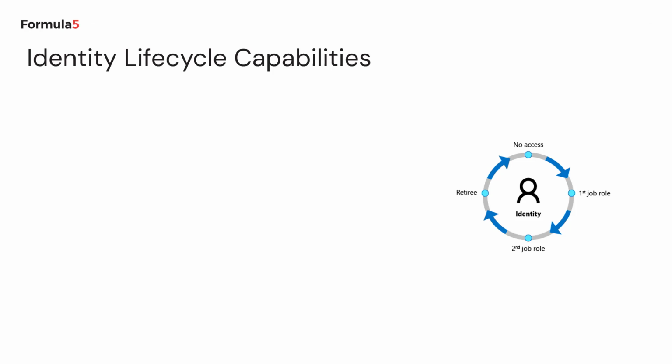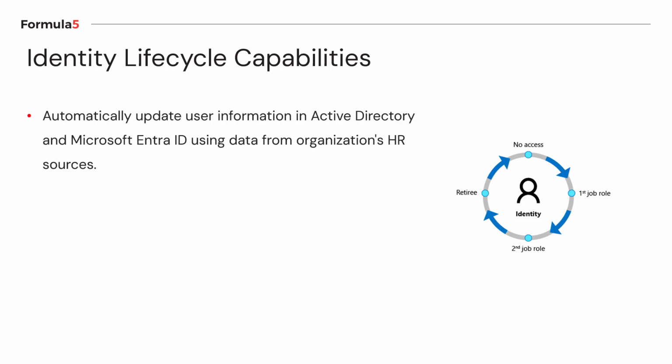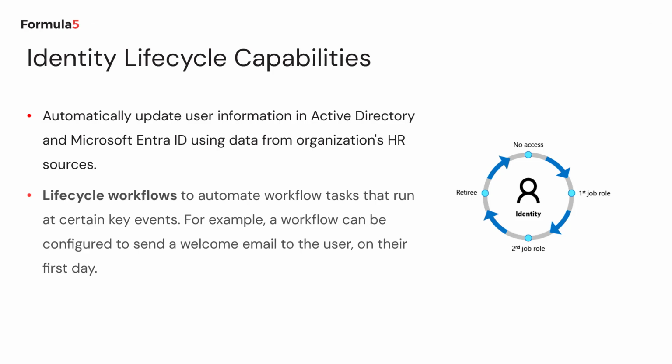In this specific video and this specific solution, we mostly focus on identity lifecycle capabilities. So we wanted to automatically update user information in Microsoft Entra ID using the data from BambooHR. But obviously, we can update this data also in on-premises Active Directory, but at Formula 5, we purely use Microsoft Entra ID, which is the cloud service.